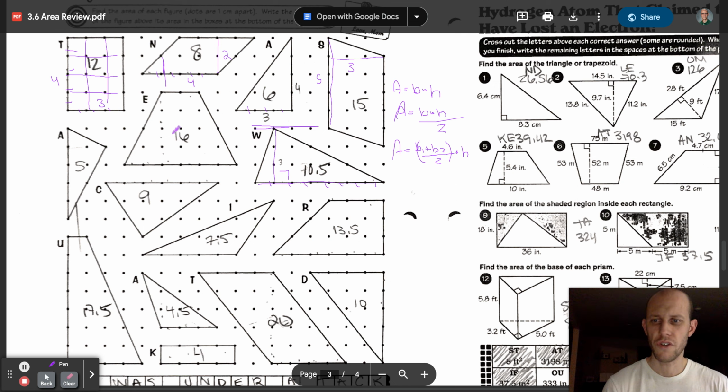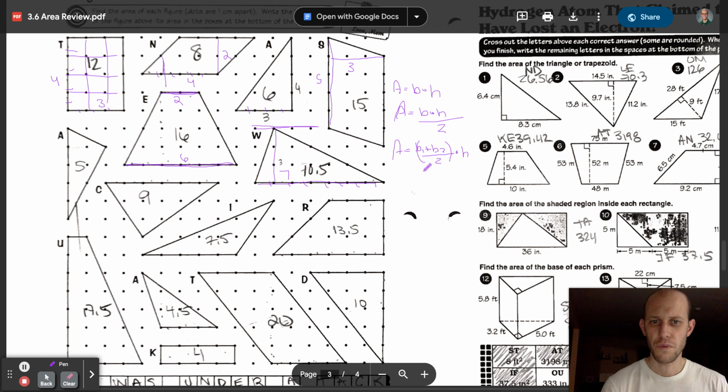And here we have our first trapezoid. Trapezoid is the first base added to the second base divided by 2. They're bases because they're the only two parallel sides. So the first base is parallel to the second base. So this length would be 1, 2, 3, 4, 5, 6. And this would be 2.